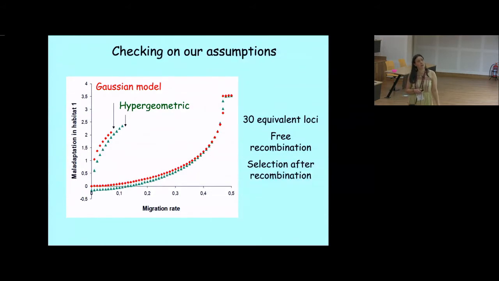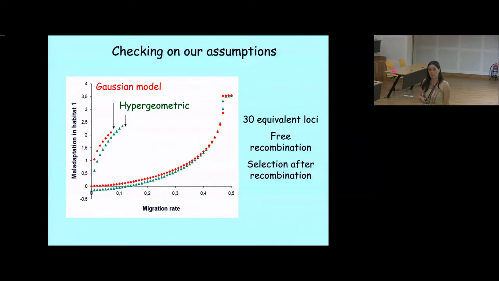And here you have a comparison of predictions when we vary the migration rate concerning the maladaptation in one patch of habitat, with the model assuming a Gaussian distribution of phenotypic value, and this hypergeometric model that does not make this assumption at all. And it works okay. It's not perfect, but at least qualitatively, we did not find that relaxing this assumption changed much to our conclusion. Quantitatively, it could make a difference.